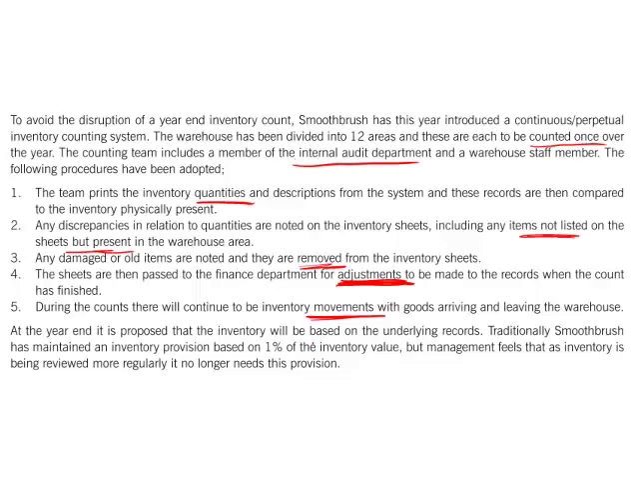The last bit is nothing to do with this part of the question. This is to do with valuation of the inventory. It is nothing to do with what is required in this part, which is completeness and accuracy. The assertion of valuation is not being addressed in this question.